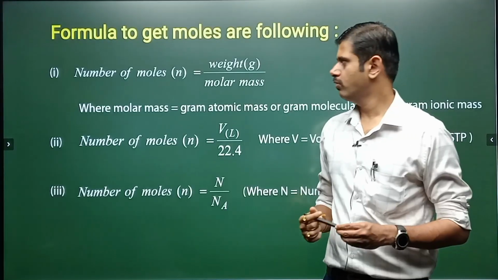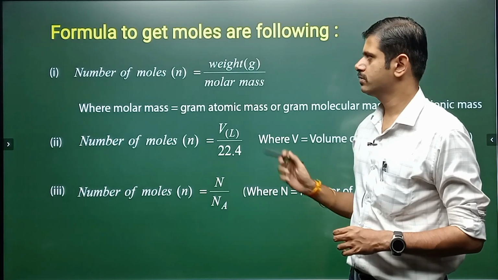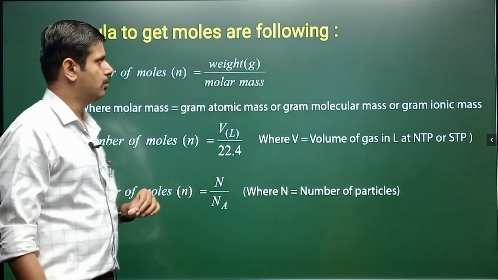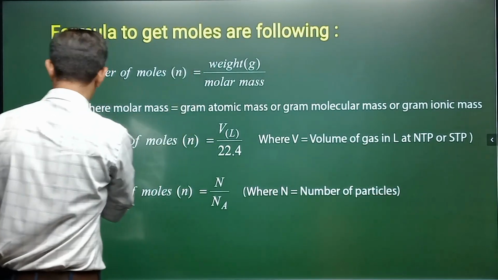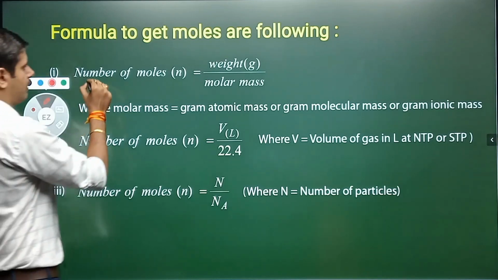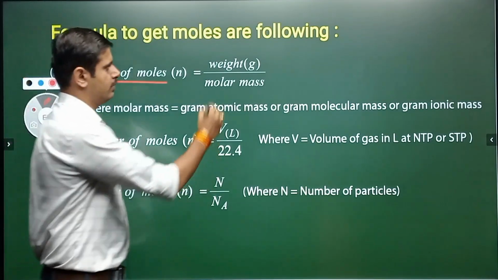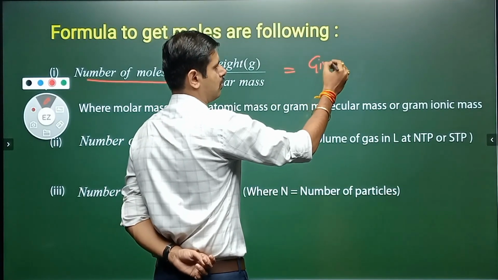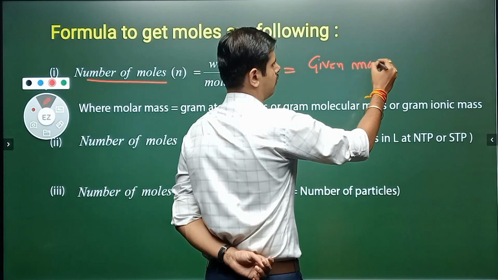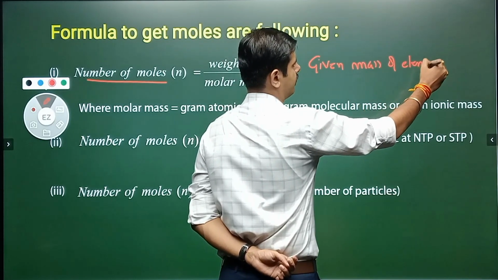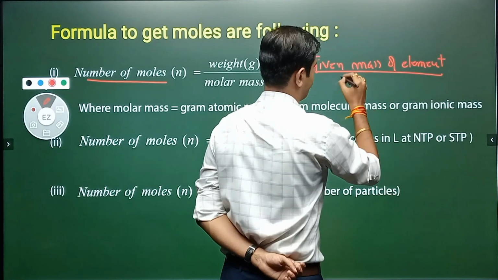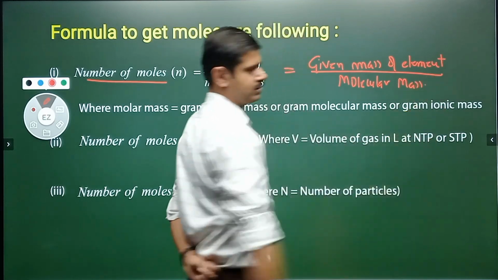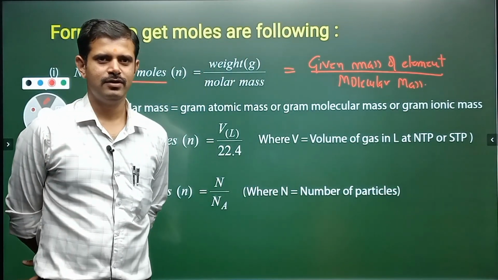Clear? Now what we will see is the formula to get moles. Now we have to see how we can find out moles in any compound. Now what happens? Number of moles is weight divided by molecular mass. Weight is the given mass of element, given mass of element divided by molecular mass.